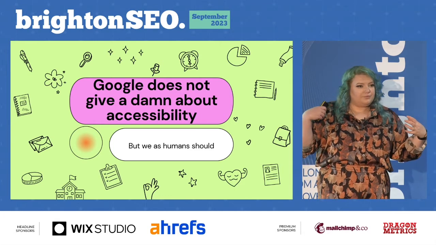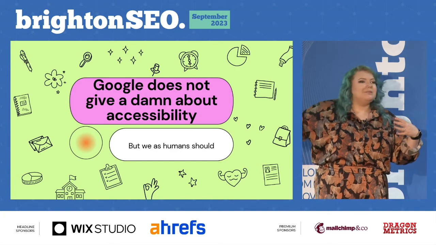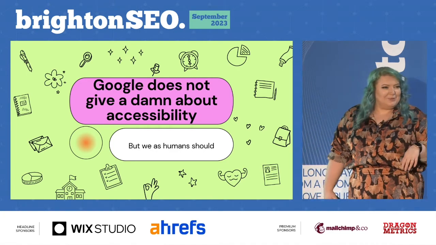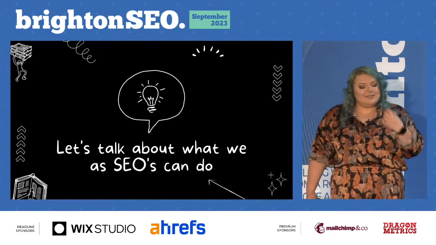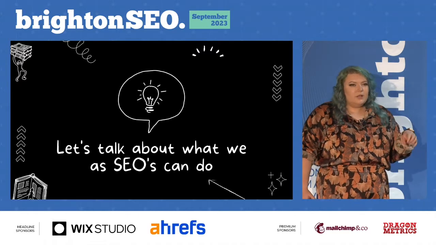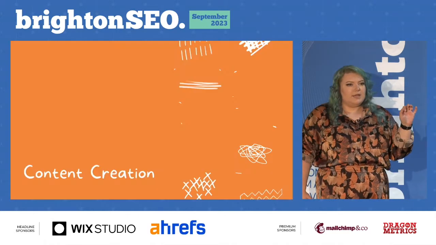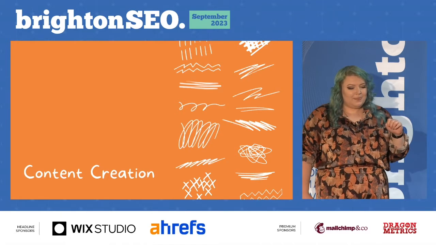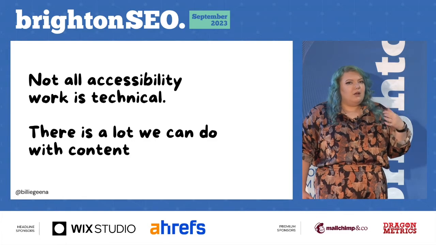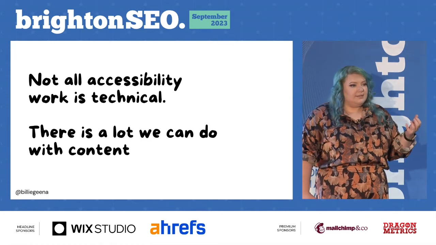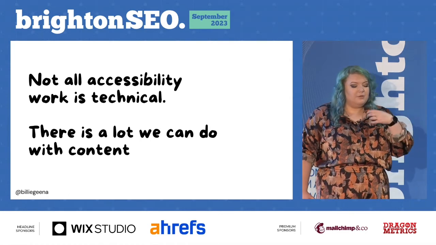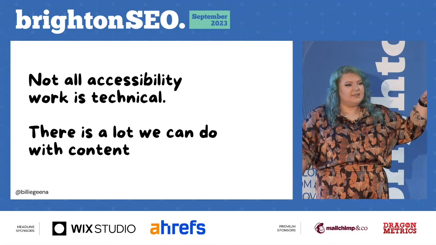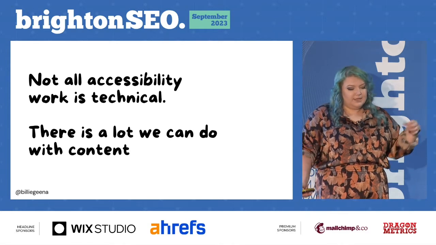I'm talking through it anyway, I'm not going to explain it in this one slide. So let's look at what we can do as SEOs. Who in the room does content? Okay, cool, a lot of hands. A lot of the time people make the assumption that accessibility work is technical, but it's not, it's a sliding scale. We can do it in content as well.